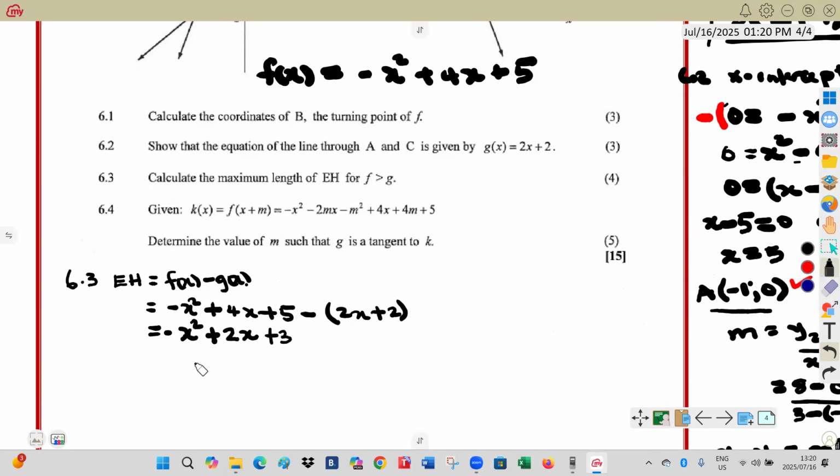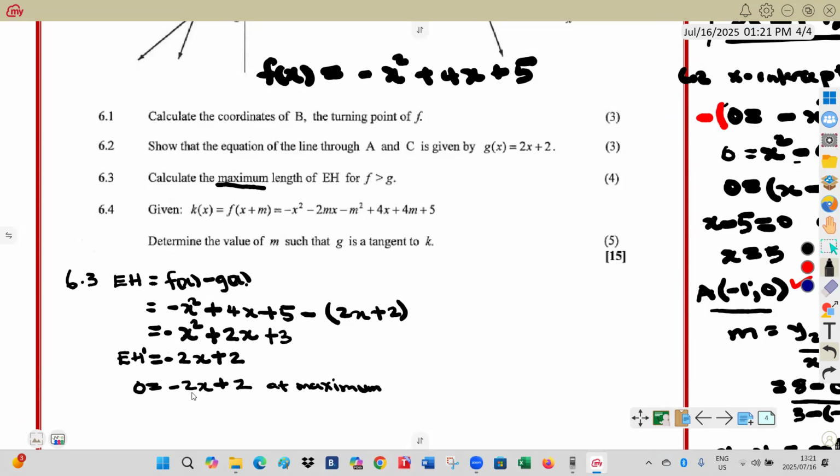So this is the distance, EH, but the fact that they said maximum, the moment we see maximum, we can now determine EH prime, the derivative. That will be equal to negative 2x plus 2. And we have to know that at maximum, the derivative must be equal to 0. So 0 is equal to minus 2x plus 2, because they want the maximum.